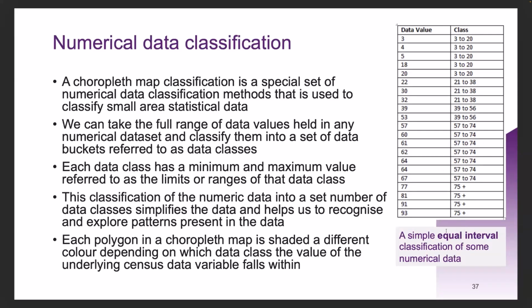This is a simple, what they call an equal interval classification, because each of the buckets is the same size, so they all cover 17 values: from 3 to 20, or from 21 to 38, or from 39 to 56, or 59 to 74. There are different classification methods, and it's the way they create those buckets that differs. In some, the buckets may not be the same size, because where you have more data, you may have more buckets, or smaller buckets, or different minimum and maximum values.